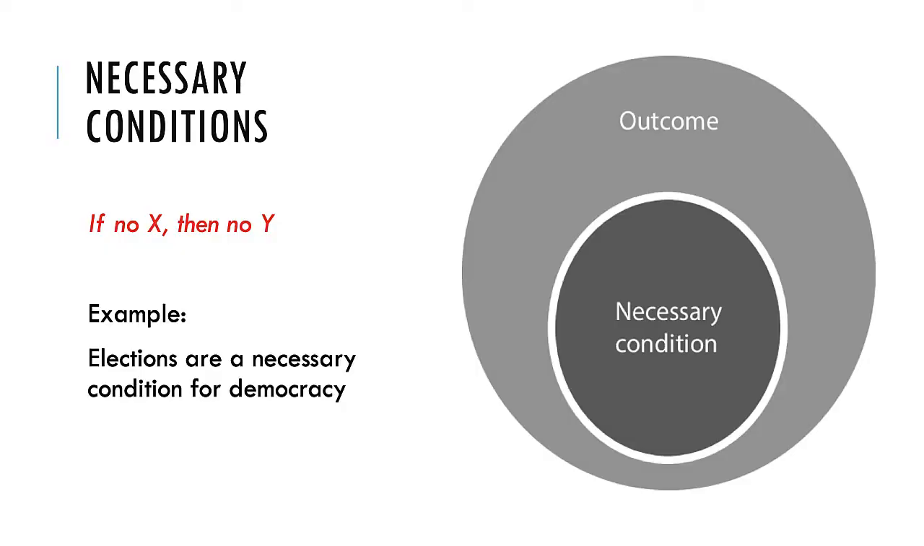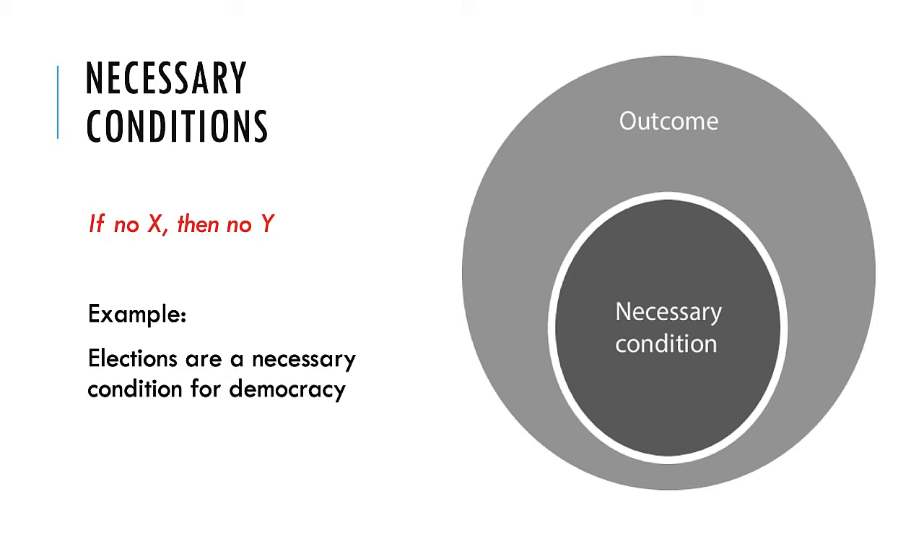Necessary and sufficient conditions are ideas used to establish causal relations in qualitative research. This is one way to talk about causality when you're not using statistics or experiments. Necessary conditions are factors that are required, or necessary, to produce an outcome. For example, you could say that improving rule of law is necessary to reduce corruption. You cannot reduce corruption without it.